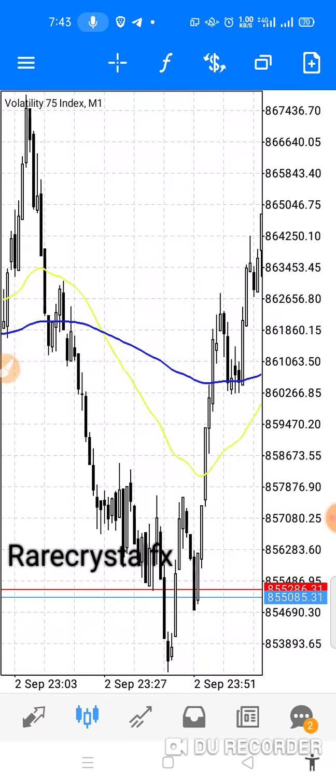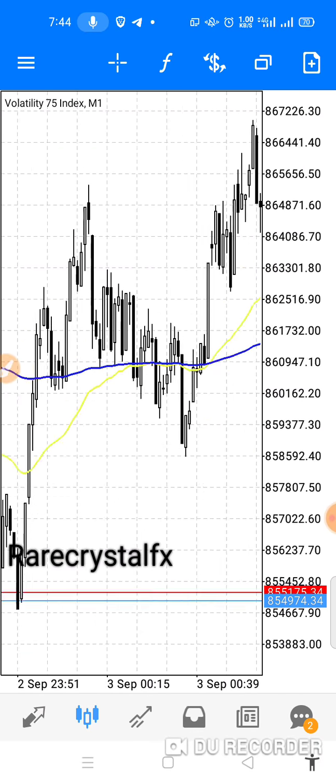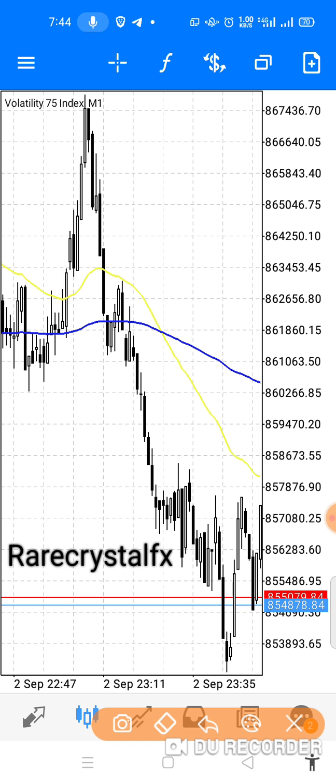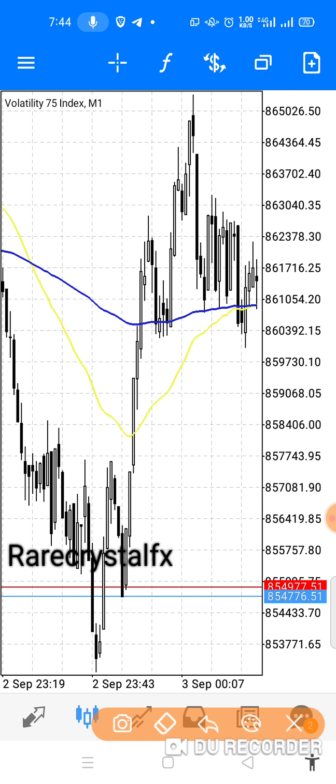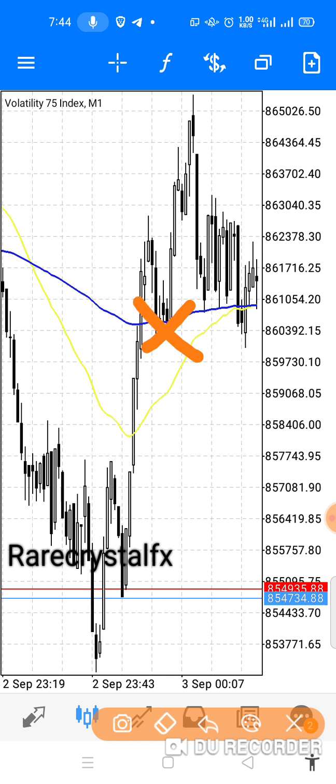Okay, now look at this case. The market did the same thing, crossed over here. Then you are waiting for the market to pull back. Now look at it, the market moved above. In this case, you've seen the market above your moving average.